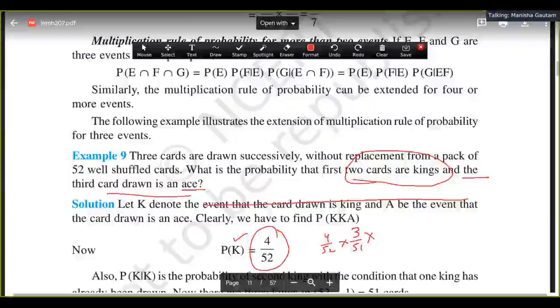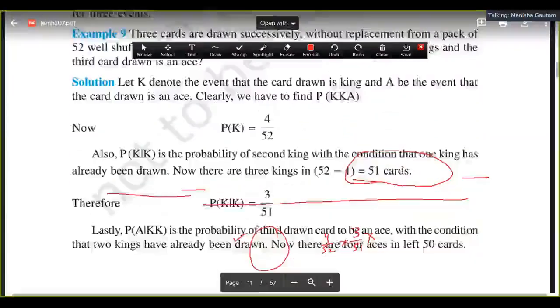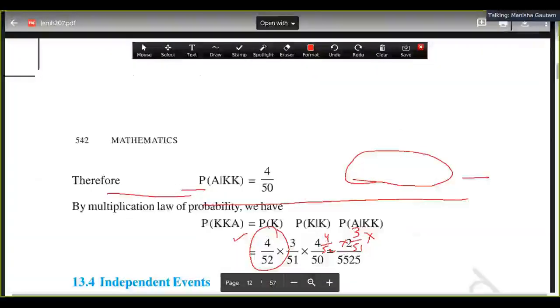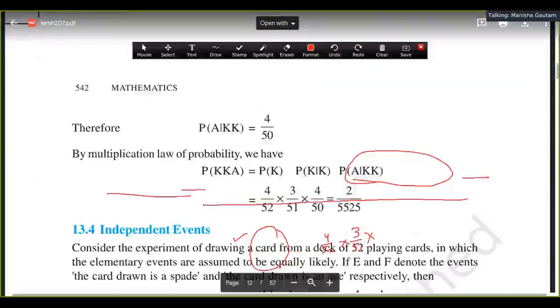Now into how many aces are there in the cards? There are 4 aces in the card. Here I am writing the same thing. 4 aces are in the card. It means there is a 4, and the number of cards you have not replaced is 2 cards. So how many are left here? 50. It means 4 upon 52 into 3 upon 51 into 4 upon 50. That comes out 2 upon 5525. This is the answer. This is a way to understand the question of probability.